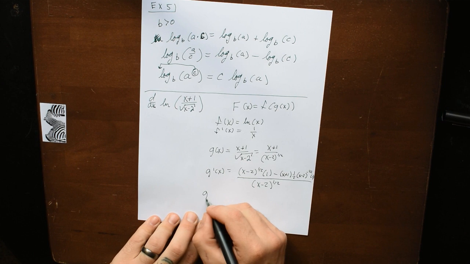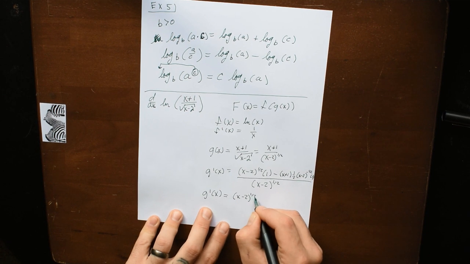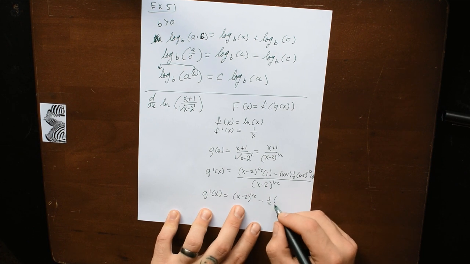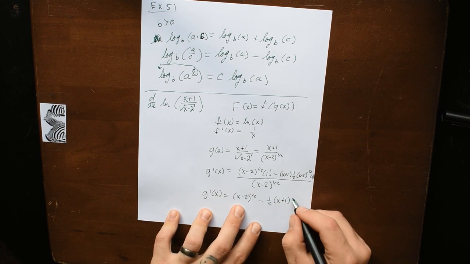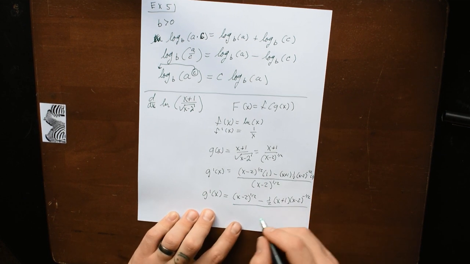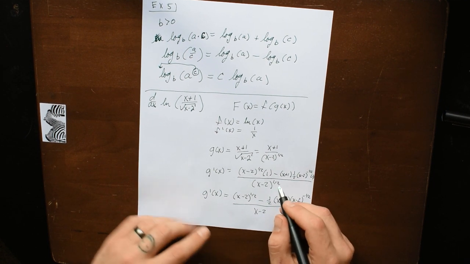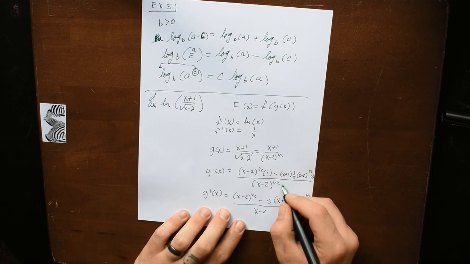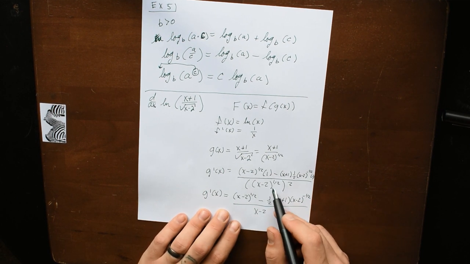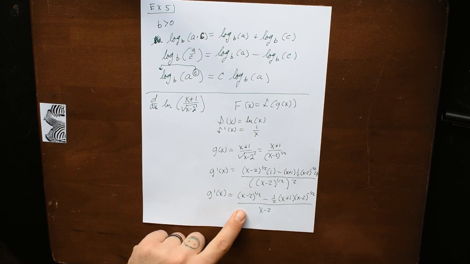Cleaning this up a little bit, we get g prime of x being equal to x minus 2 to the 1/2 minus 1/2 of x plus 1 times x minus 2 to the negative 1/2, all over x minus 2 to the 1/2 quantity squared. I wrote that poorly. X minus 2 to the 1/2 squared is just x minus 2. So we get g prime.